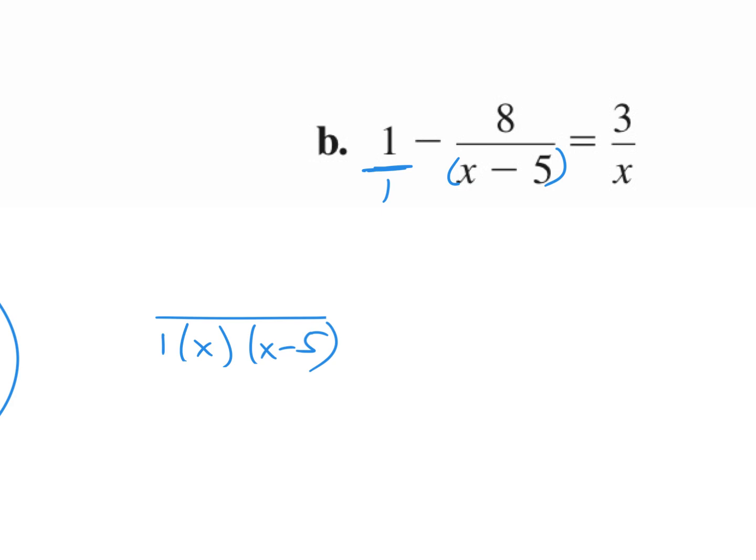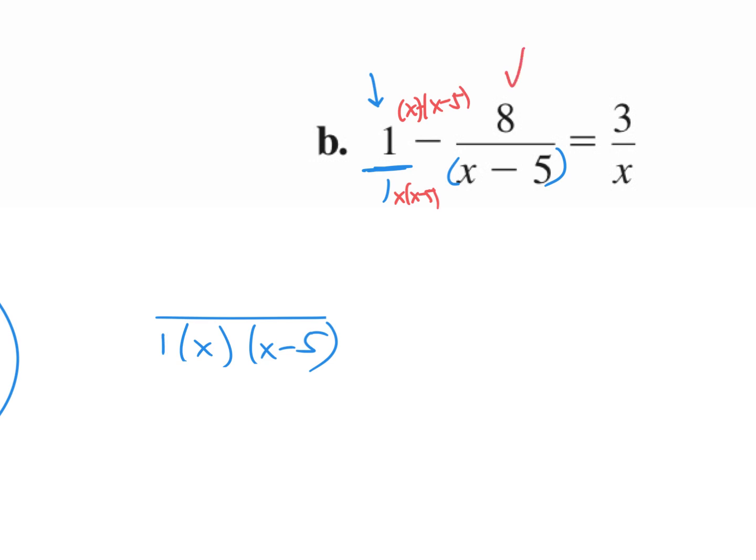So now you look at each fraction individually. See what one has, what it doesn't. Look at the first fraction. What does the 1 have, and what is it missing in the denominator? What's it missing? X and x minus 5. So what you do to the bottom, you do to the top. So x times x minus 5, all right?